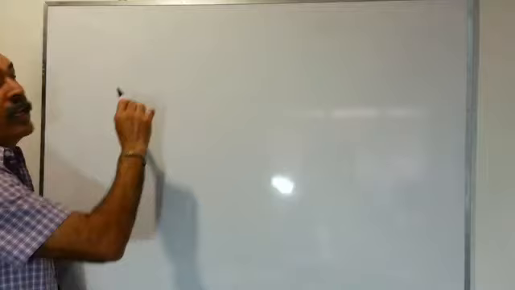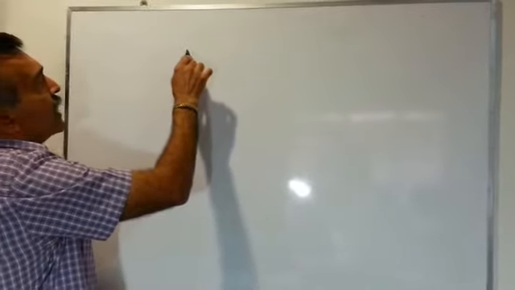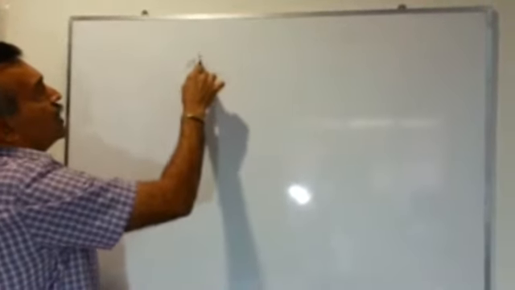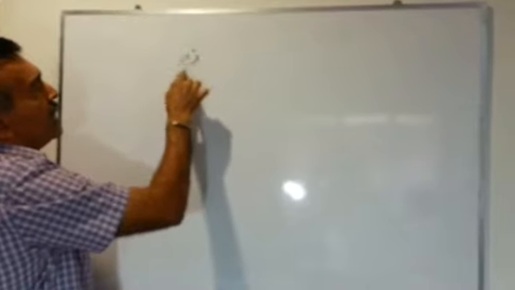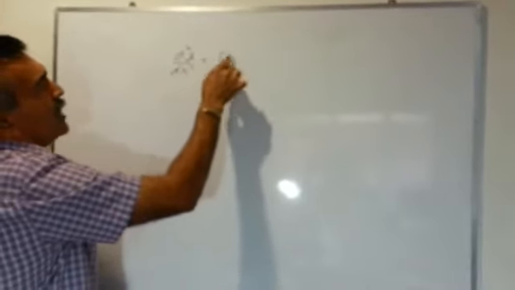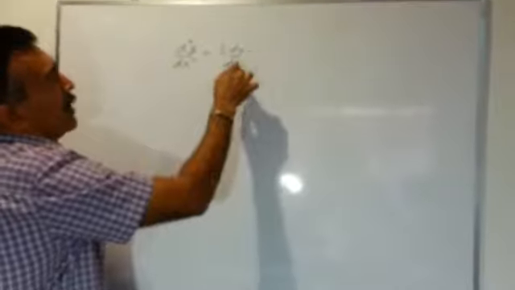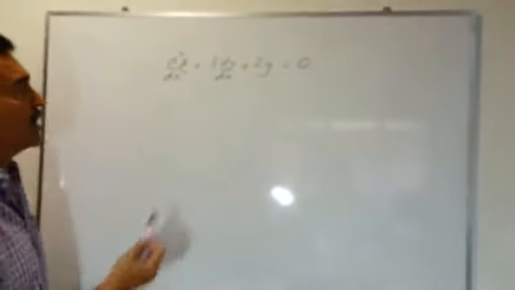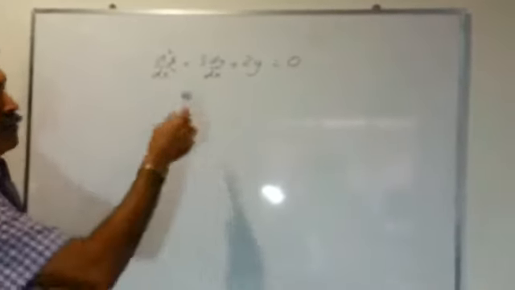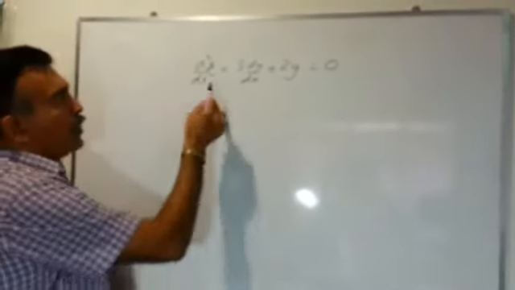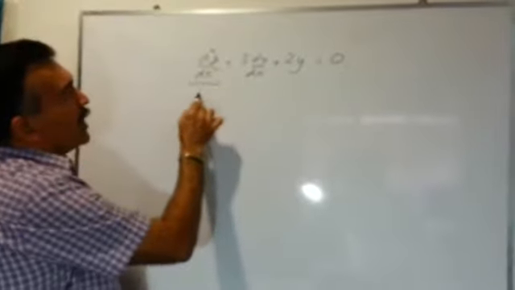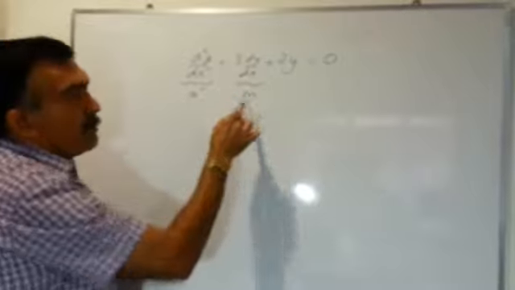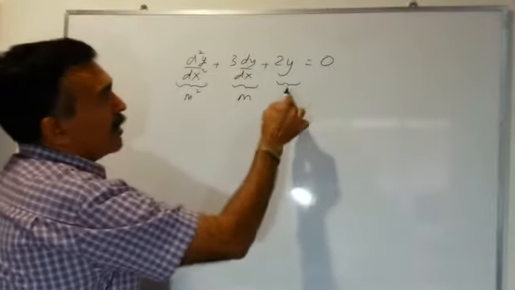Now a second order differential equation, let's say we have to solve d2y dx squared plus 3 dy dx plus 2y equals 0. So this is a second order differential equation. We are going to solve this now. What do we do? Replace d2y dx squared with m squared, replace dy dx with m, and replace y with 1.